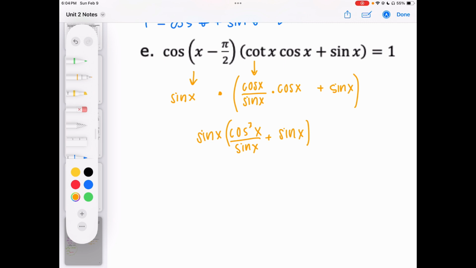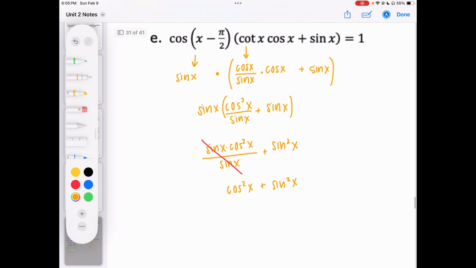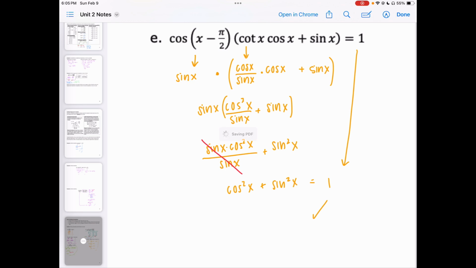So when we distribute, we're going to have sine of x times cosine squared x all over sine of x plus sine squared x. Okay. You see that the sine is going to cancel out. You're left with cosine squared x plus sine squared x, which is equal to the Pythagorean identity. We have verified this identity.